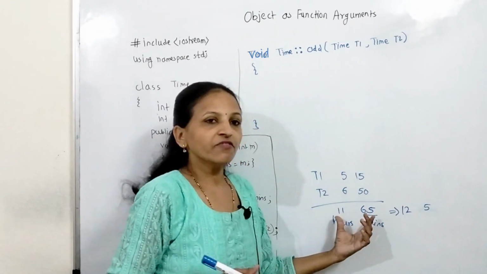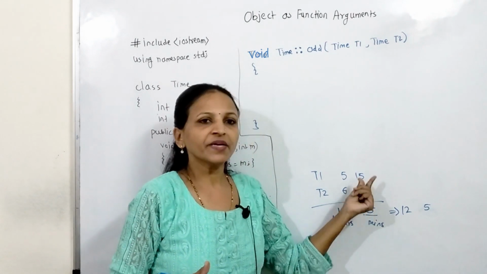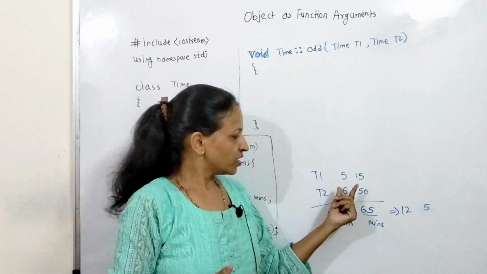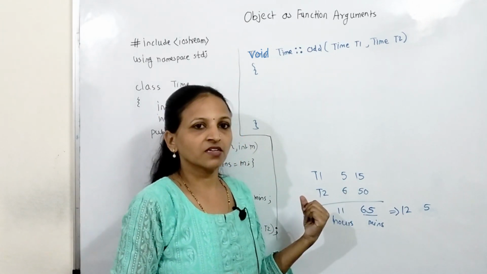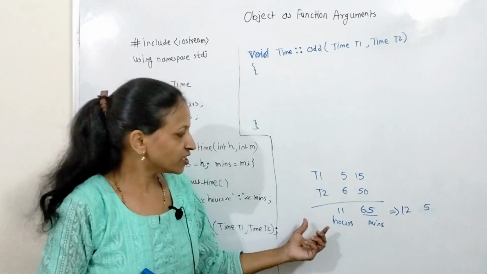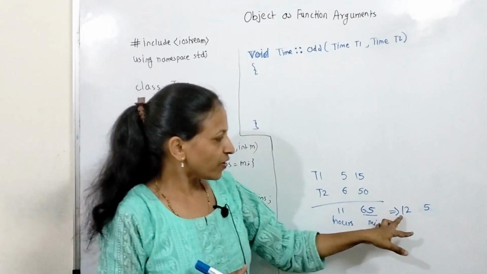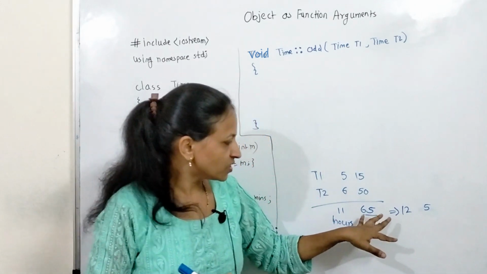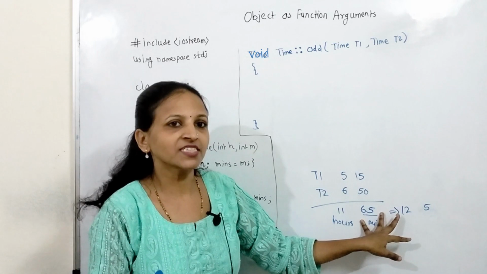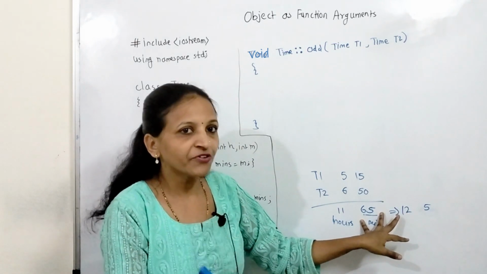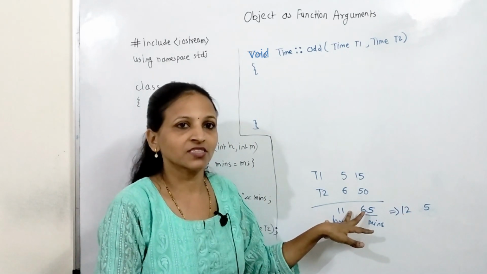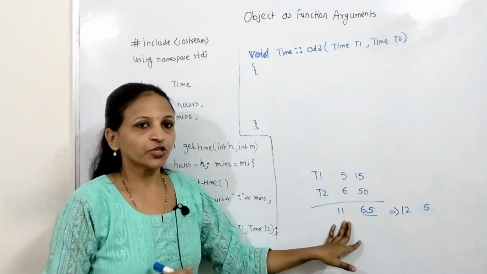Now whenever we just add minutes plus minutes and hours plus hours, we will get this type of value, 11 hours here. But this is not the correct format. Actually we have to set the addition of these two like 12 hours and 5 minutes, because this 65 minutes is not fine. Actually 65 minutes is nothing but 1 hour 5 minutes, and that 1 hour should be added to these hours. Now to achieve this, what should be done?